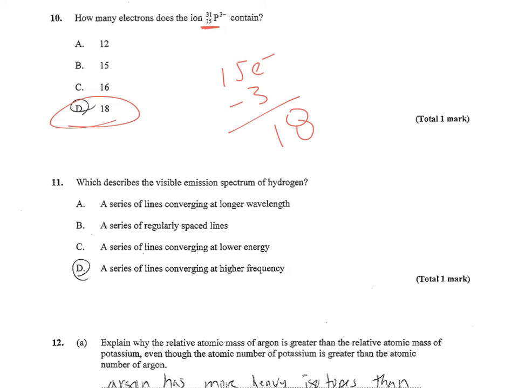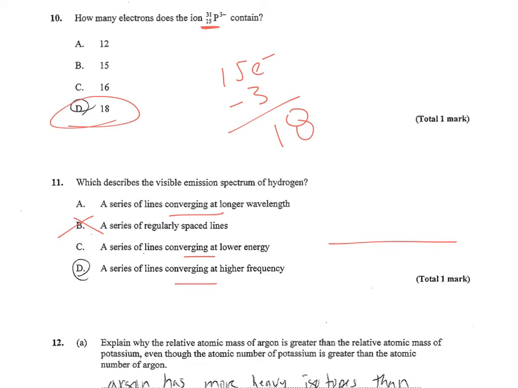Number 11, which describes the visible emission spectrum of hydrogen. Converging would be the key here. You should know it's not regularly spaced because the book made a big deal of the converging lines. And it's a series of lines converging at longer wavelength, a series of lines converging at lower energy, or a series of lines converging at higher frequency.